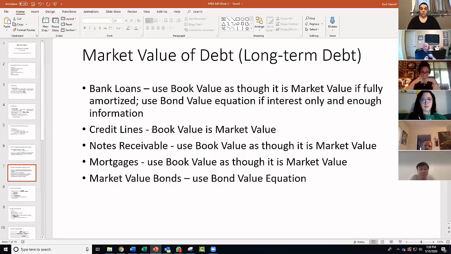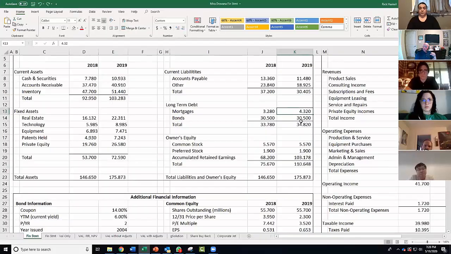Notes receivable are simply long-term accounts receivable. We'll use the book value and the market value as though they're synonymous. But now we get to the market value of bonds, where we have to remember that the book value, which we see on our balance sheet, may have nothing to do with the market value. The book value of a bond is $1,000. The amount that it's issued at is the amount it's going to mature at. The book value is $1,000. But the market value may have changed in the interim.